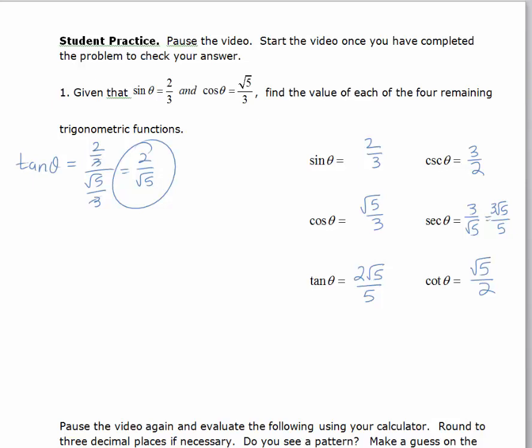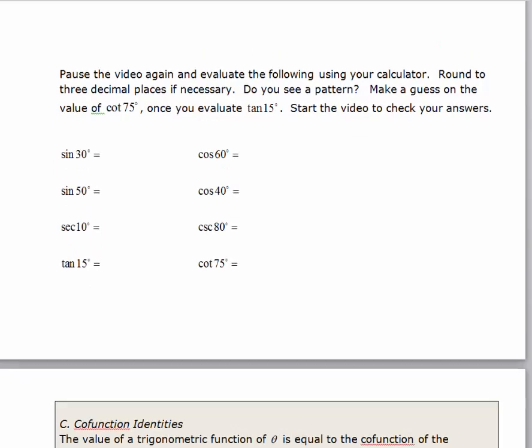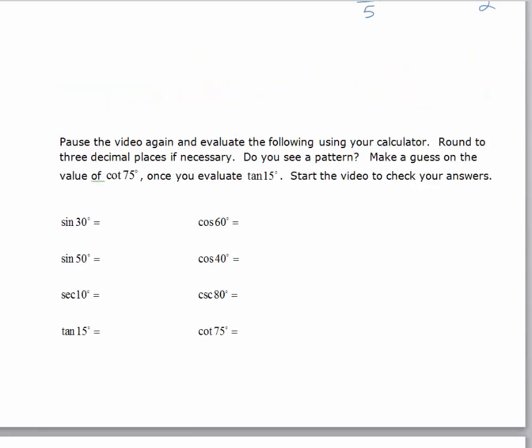So in the next part of this video, we're going to be looking at some other identities called cofunction identities, and before we do that, I'd like you to pause the video again, and we'll try to discover what these identities are before you look on the next page. You can use your calculator and evaluate these trigonometric functions, and look for a pattern across. And on the very last one, I'd like you to evaluate the tangent of 15 on your calculator, but try to guess what the cotan of 75 is before you start the video.